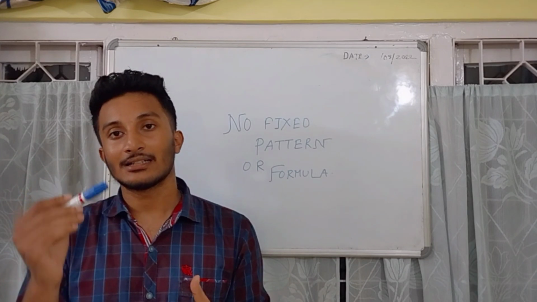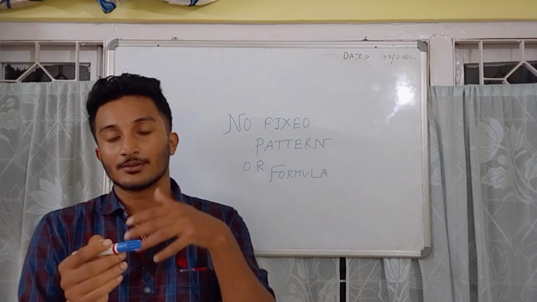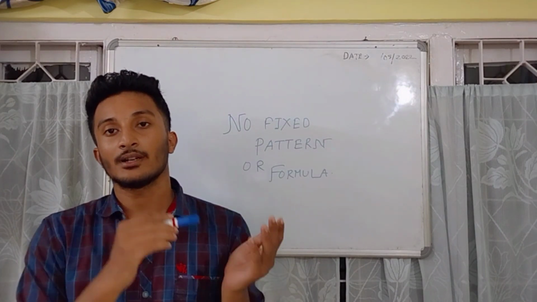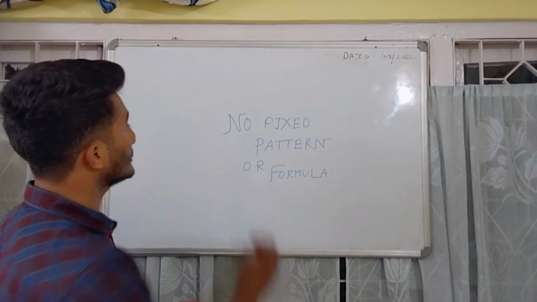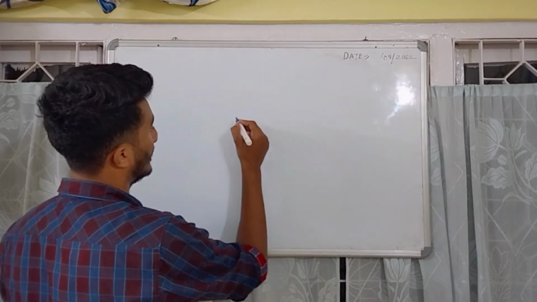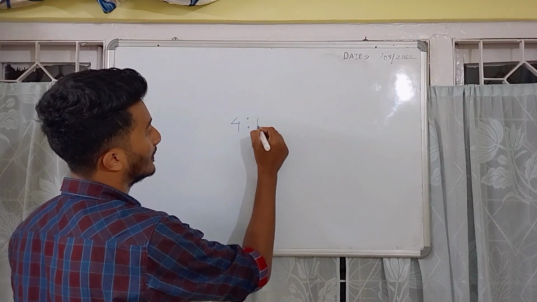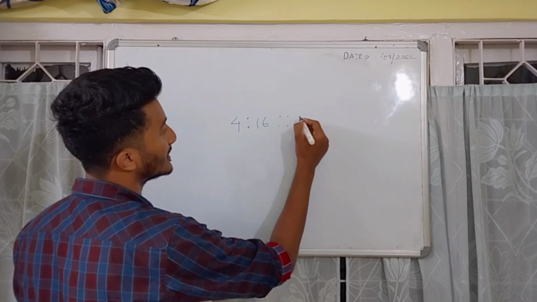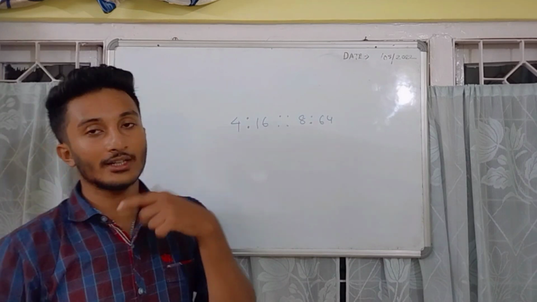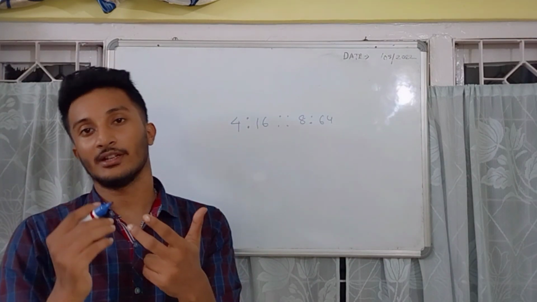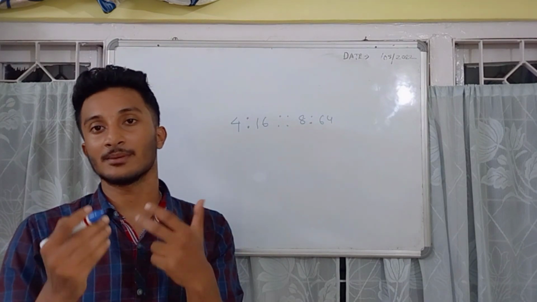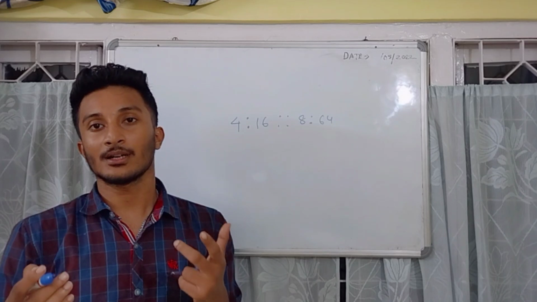Let us now take another example where a different pattern is used. The previous pattern that I taught you was of addition. Now let us see what new pattern we can learn from here. Suppose we have taken 4 is to 16 and 8 is to 64. Not every pattern will follow addition. Sometimes there would be multiplication, sometimes squares, sometimes cube roots, sometimes cubes. So there would be different patterns coming into play.